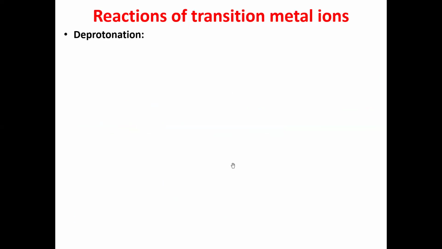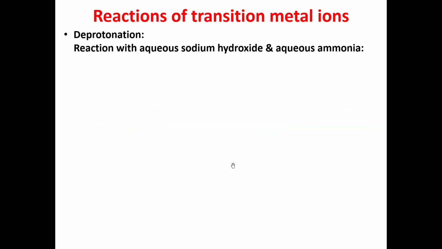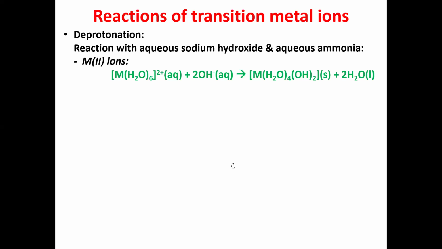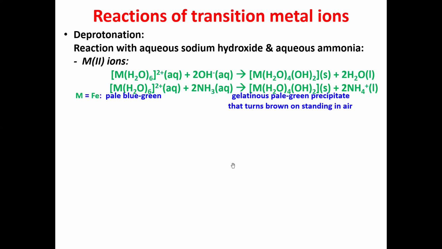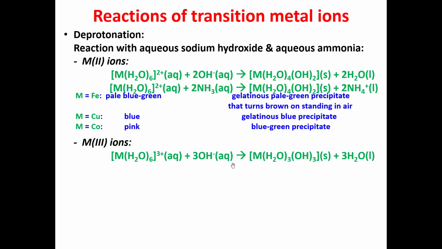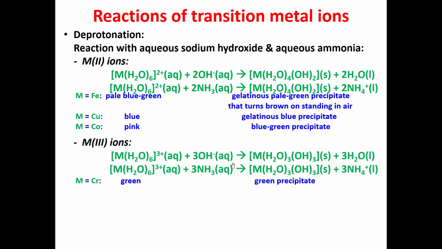Reaction of transition metals: deprotonation. What is deprotonation? Reaction with aqueous sodium hydroxide and aqueous ammonia. Look at this. Here, the OH minus ions are given to the molecule, and OH minus ions are able to absorb H plus ions. This is called deprotonation. Then again, a color change is involved, and you can see all the way the color is changing.